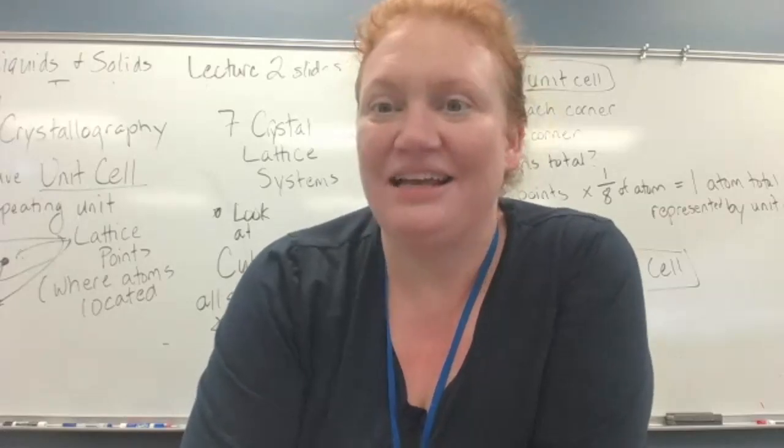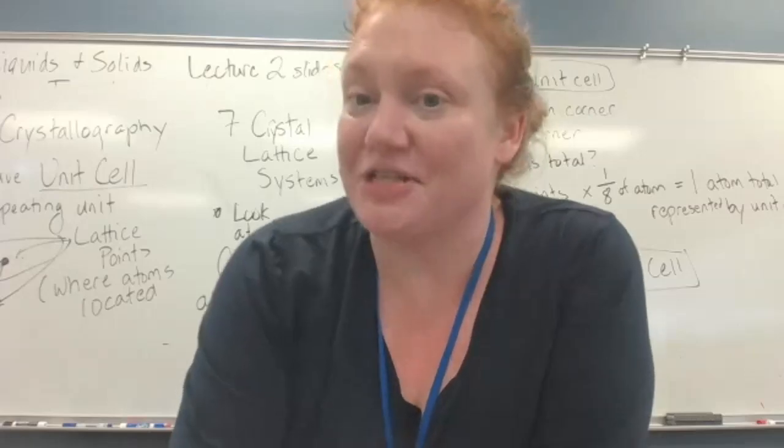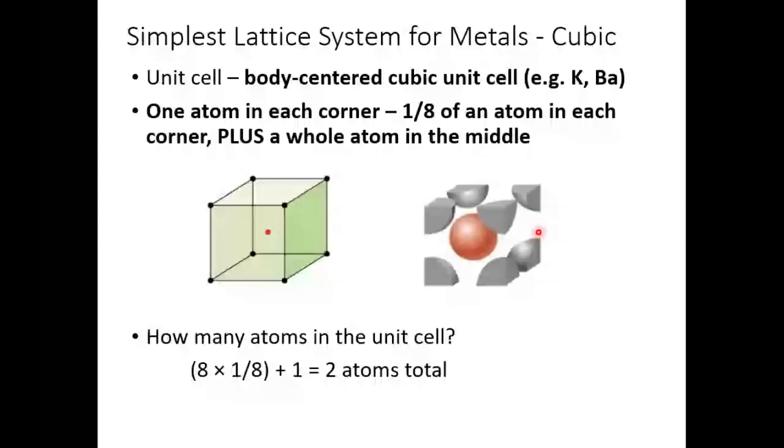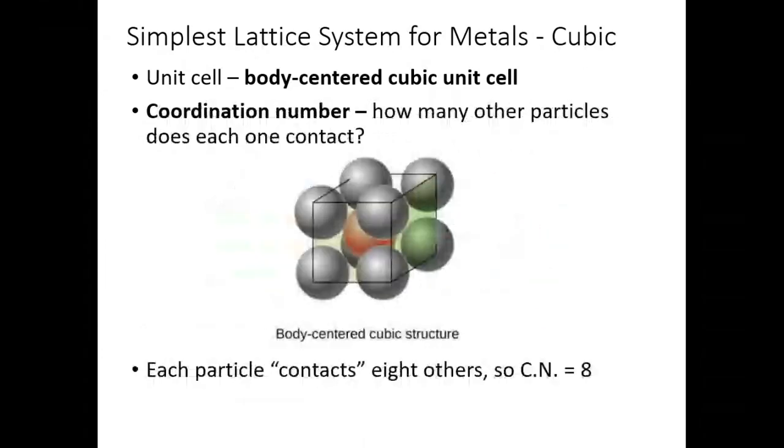It's 2 total because there's an 1/8 of an atom at each of the 8 corners. So 8 times an 1/8 gives you 1 total from that. And then another whole atom right in the center. That's 2 total. Okay, coordination number for this type of cell is 8.